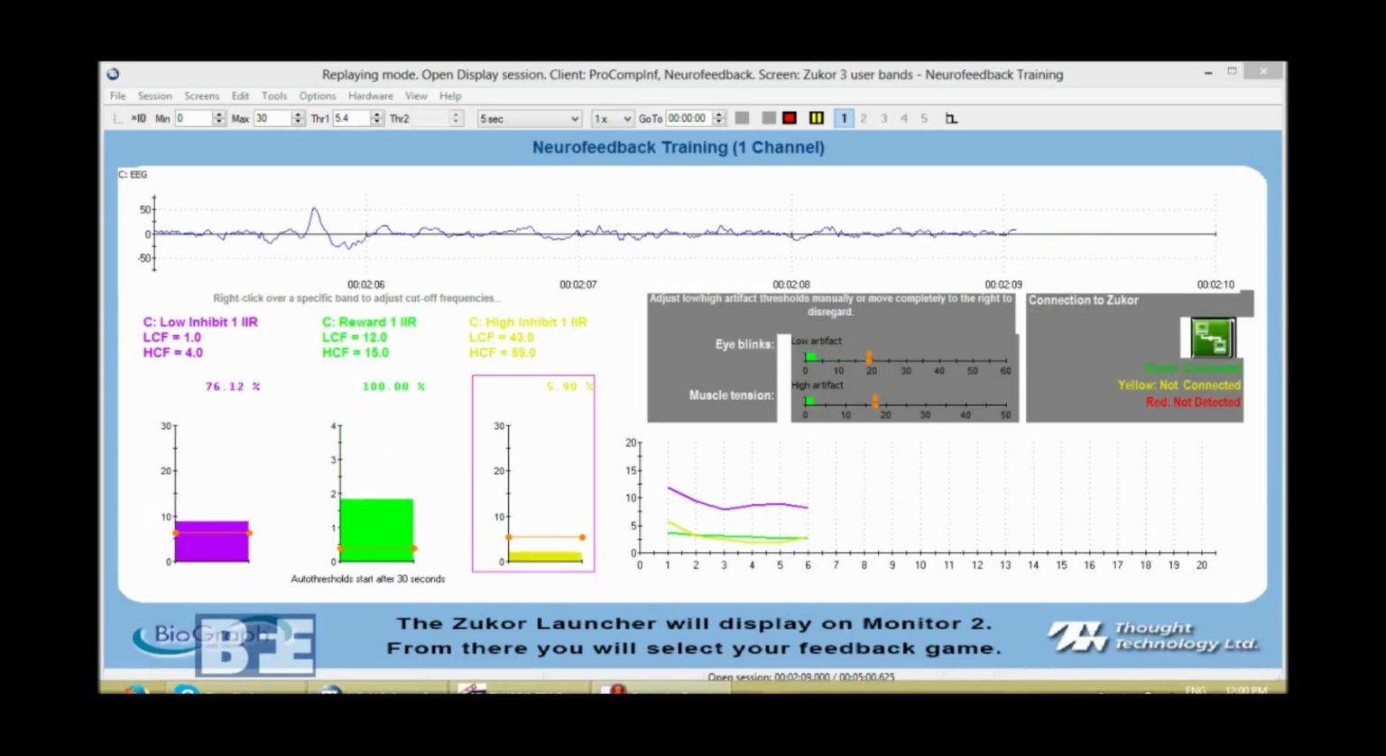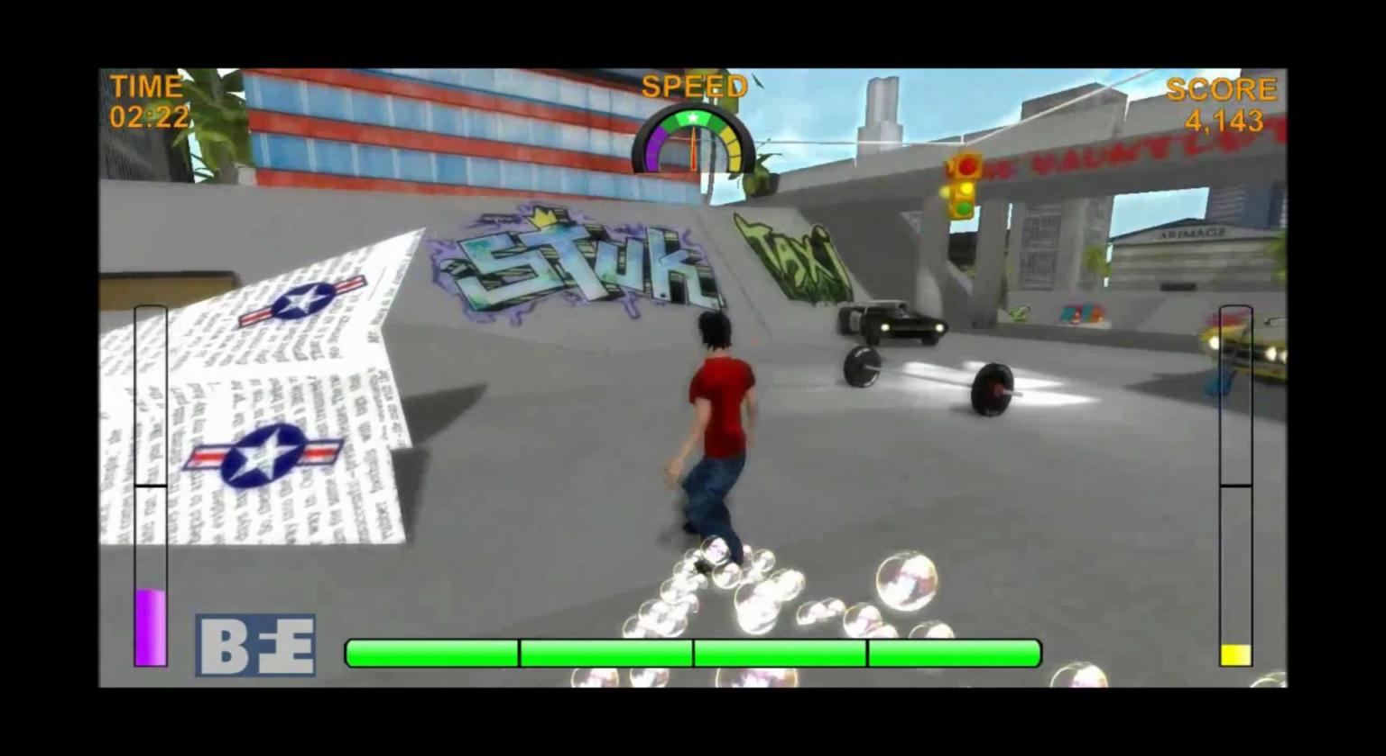And we see all the typical monitoring features that we want to see in a normal training screen, whereas again the client is seeing just the skateboarding character and trying to get points.